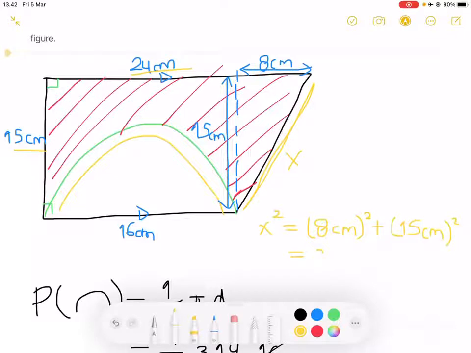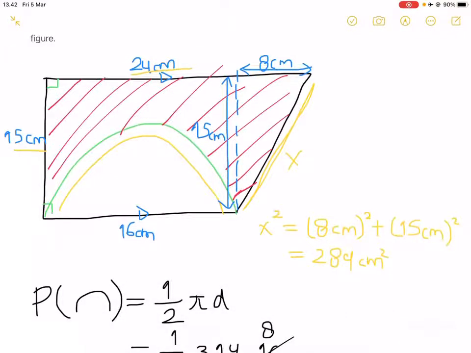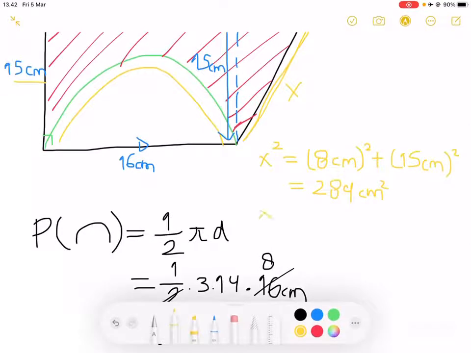This will be equal to 289 centimeters squared, and x will be equal to, and we're just going to take the positive value because we're in the world where we suppose that all distances are positive. So this will be equal to positive 17 centimeters. So this x will be just replaced with 17 centimeters.